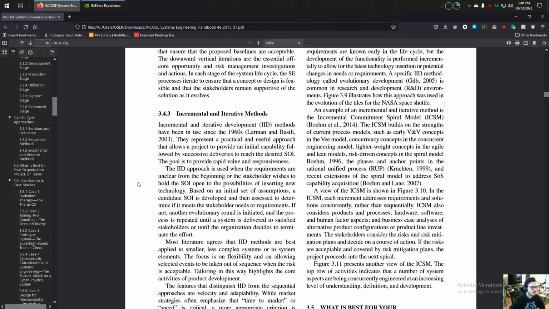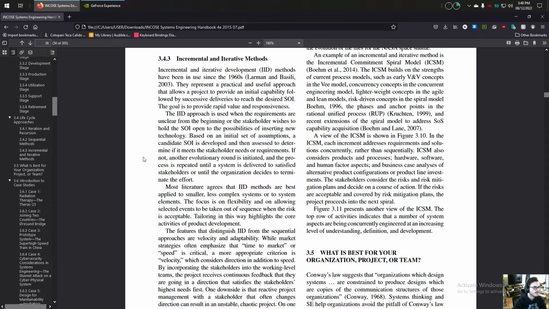Section 3.4.3 Incremental and Iterative Methods. Incremental and iterative development methods have been in use since the 1960s. They represent a practical and useful approach that allows a project to provide an initial capability followed by successive deliveries to reach the desired system of interest. The goal is to provide rapid value and responsiveness.